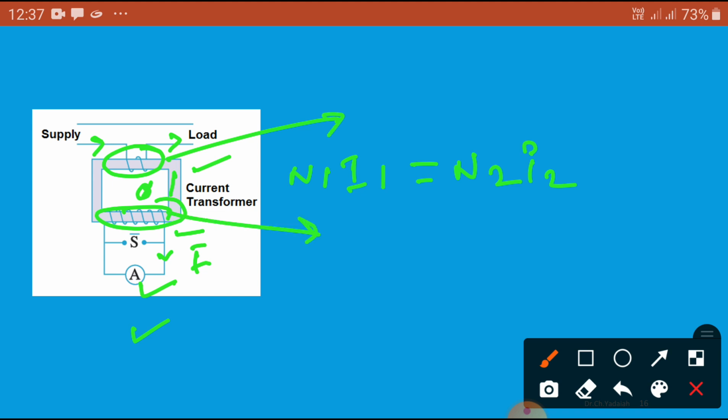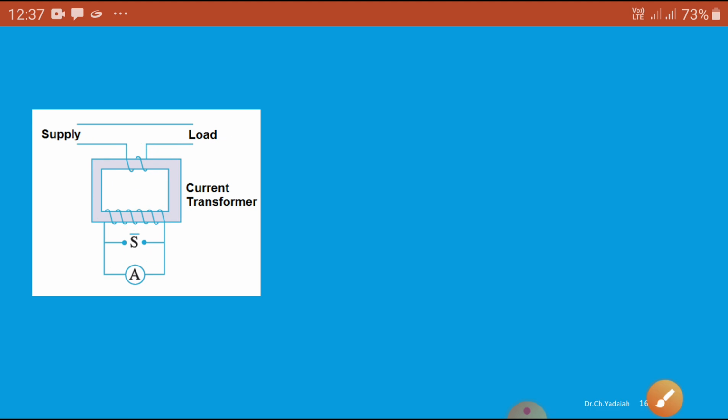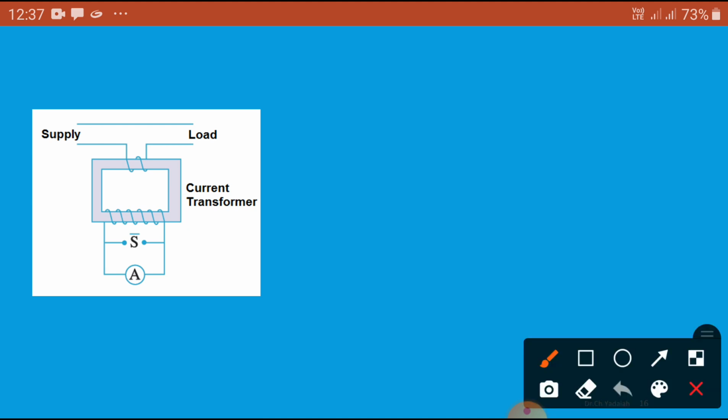Correspondingly, it will induce an EMF, and the corresponding current flows in the ammeter. So the ammeter produces the deflecting torque and indicates on the uncalibrated scale. Okay, so this is a simple two-winding transformer. Here is one precaution you have to take. One switch is provided.